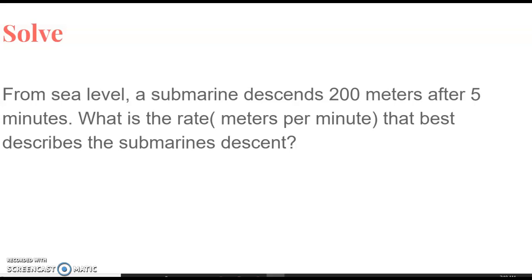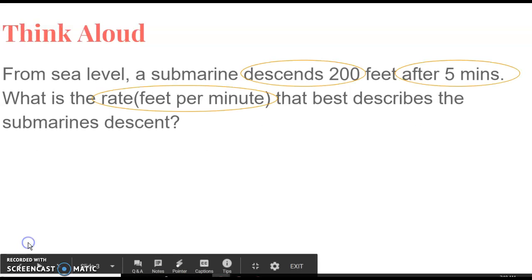From sea level, a submarine descends 200 meters after 5 minutes. What is the rate, meters per minute, that best describes the submarine's descent?